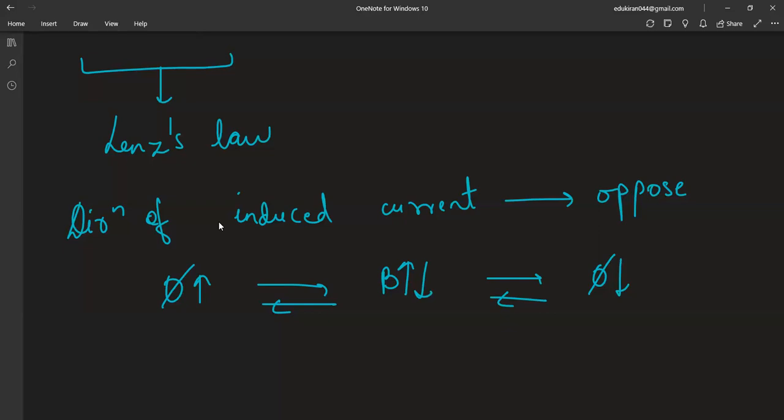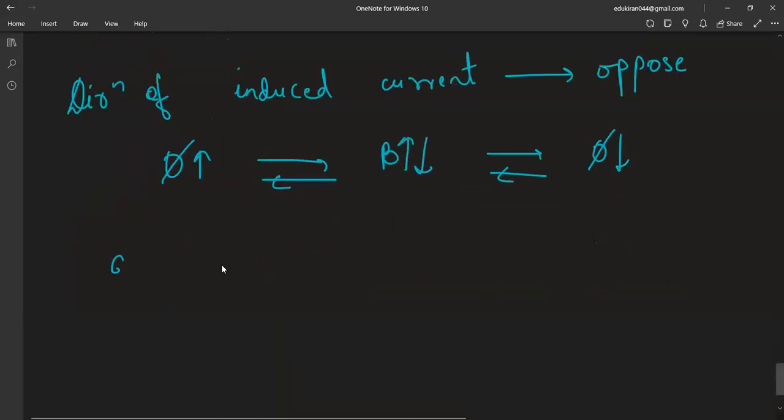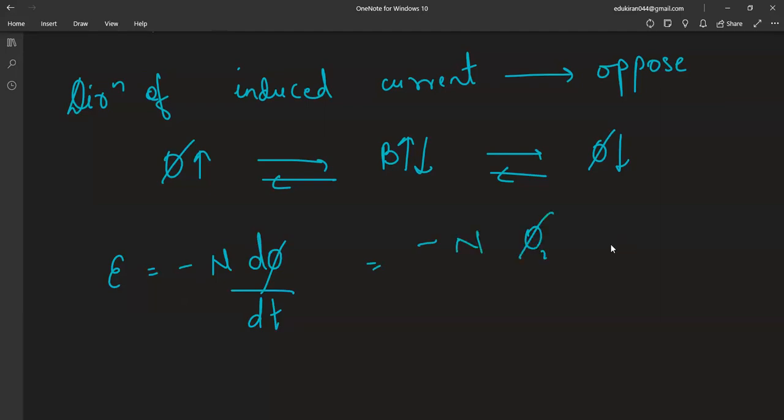This is the whole vicious cycle around which entire Lenz's law revolves. So because of this, we have this formula, which is very useful. E is equal to minus n d phi over dt. And for phi, you can use this also, minus n (phi 2 minus phi 1) by the change in time. This also you can use.